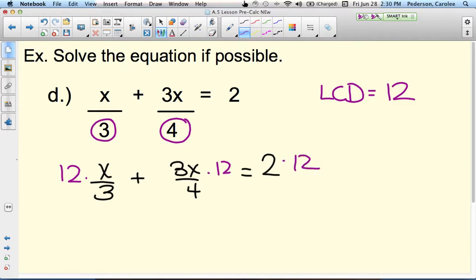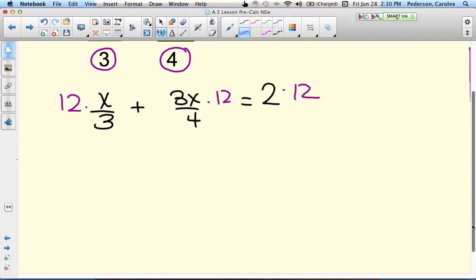Now the fun begins where we can start to cancel. So we can reduce this first fraction by 3. So both of these can divide by 3. So we're left with 4 here and 1 there. These two fractions can divide by 4. So we're left with 3 here and 1. Nothing can cancel on the right side of the equation.